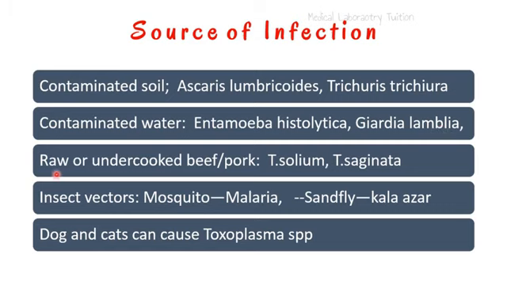Now by taking raw or undercooked beef or pork meat, we can get Taenia solium and Taenia saginata. Insect vectors, okay. So these are the vectors that cause malaria from mosquito, and sandfly causes kala-azar to us. And some of the infections we can take also from pet animals such as dog and cat, Toxoplasma and Echinococcus I already told you.